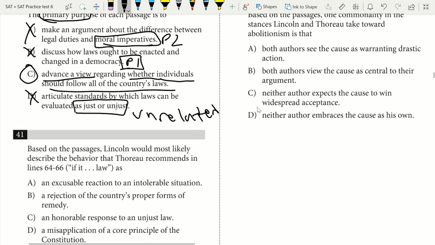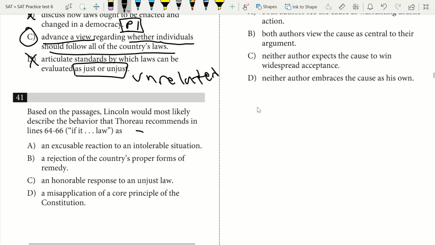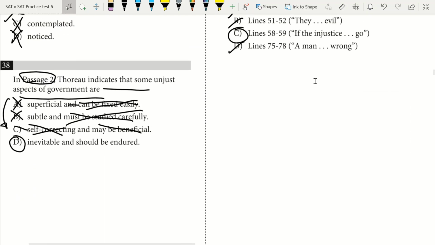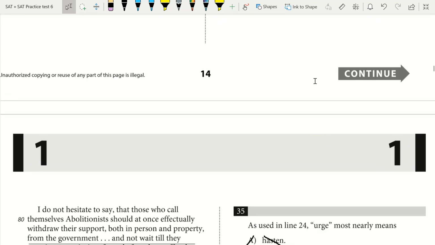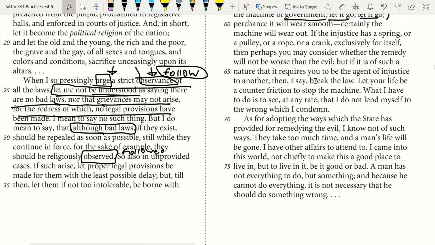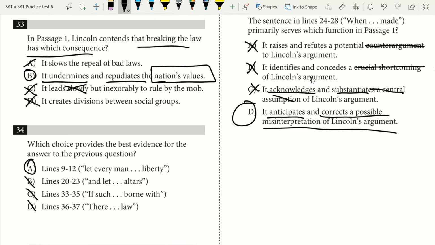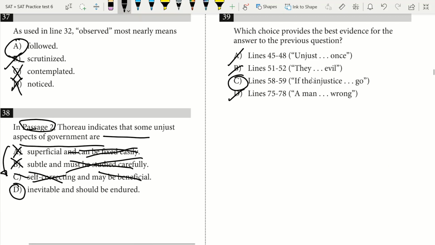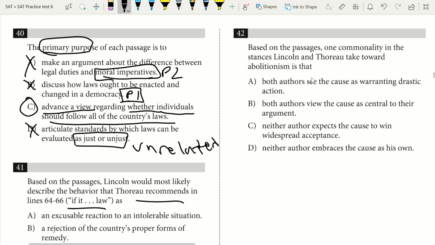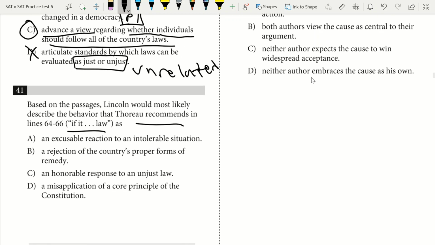All right, 41. Based on the passages, Lincoln would most likely describe the behavior Thoreau recommends in lines 64 to 66 as what? Let's take a look at what those lines say. So 64 to 66, we see that it says, but if it is of such a nature that it requires you to be the agent of injustice to another, then I say break the law. Okay, so Thoreau's saying break the law if it's unjust. How's Lincoln going to react to that? He's going to say, no, don't break the law if it's unjust. Find a way to reform it. Okay, so let's find an option here.